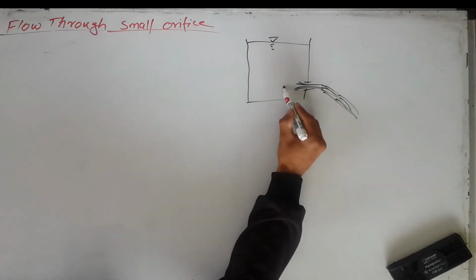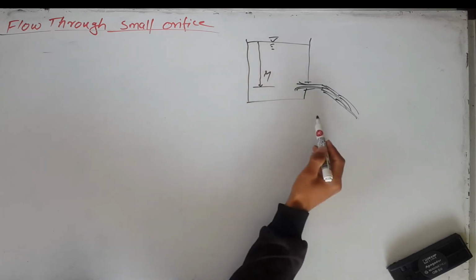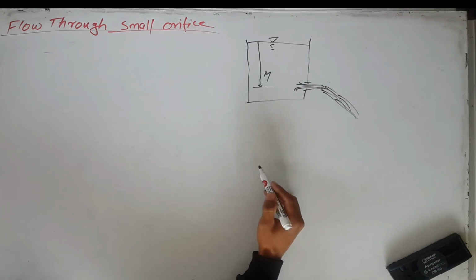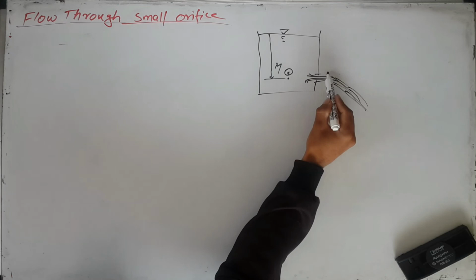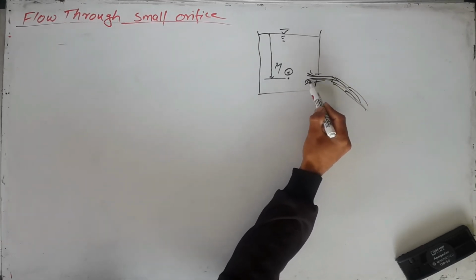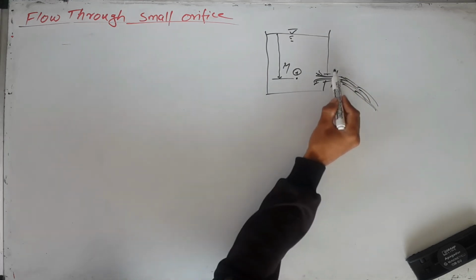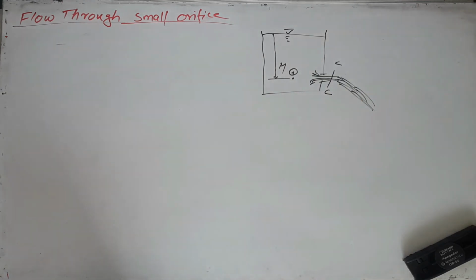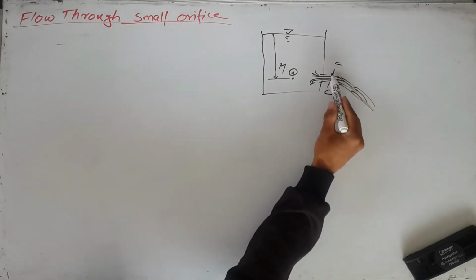This is the center of the orifice. This is, we suppose, H. And we suppose here 0.1. And when liquid flows from the tank to the outside, at any section the liquid forms an area of minimum cross section. This area of minimum cross section is called vena contracta.